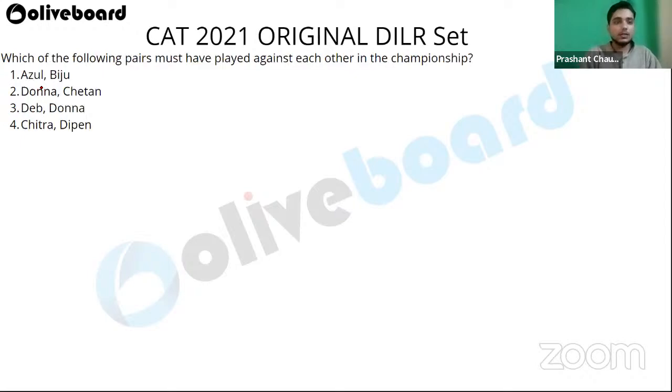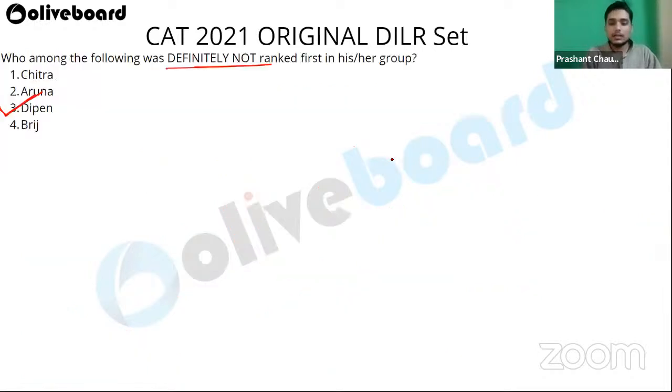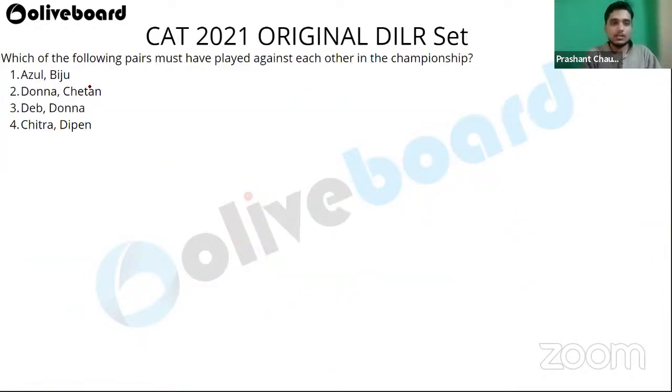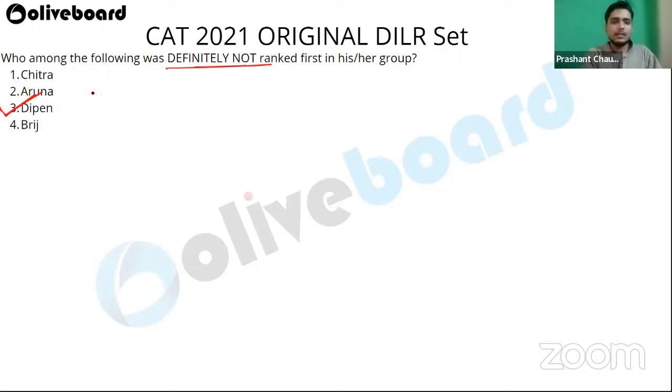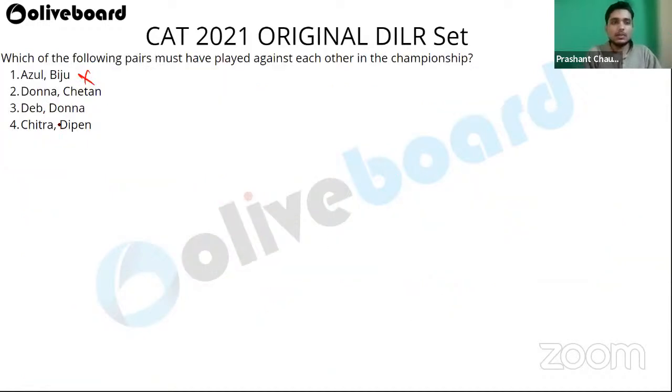Moving ahead to the next question: which of the following pairs must have played against each other in the championship? Ajul and Biju, there is no chance of them playing, because Ajul hasn't gone to the next stage, so Ajul can't play with the other. So this is not an option. Donna and Chetan: Chetan is not in the next group, because CN is not there. That means this is not possible.